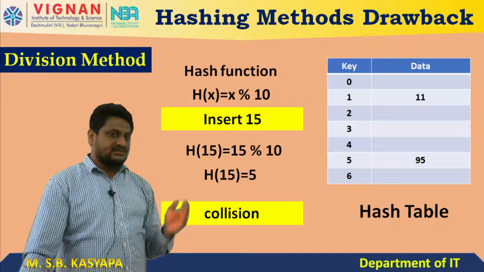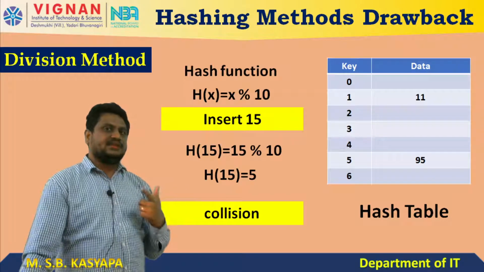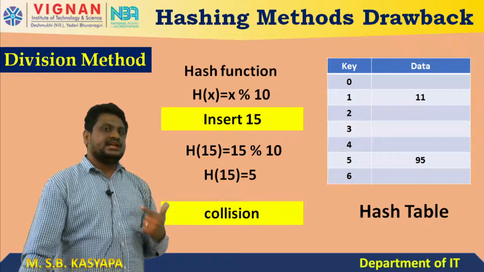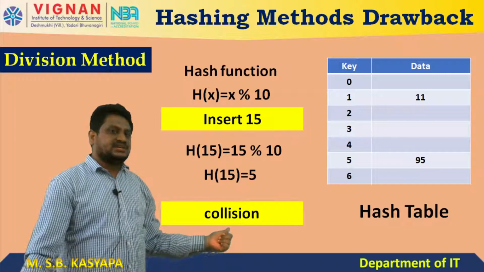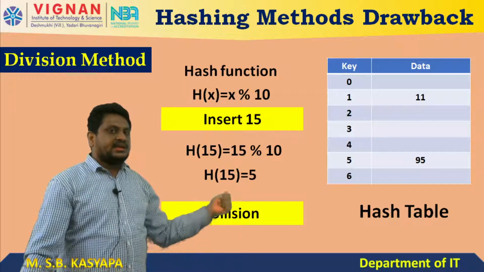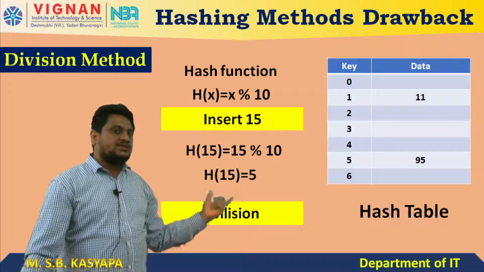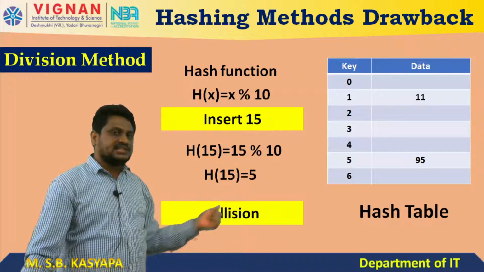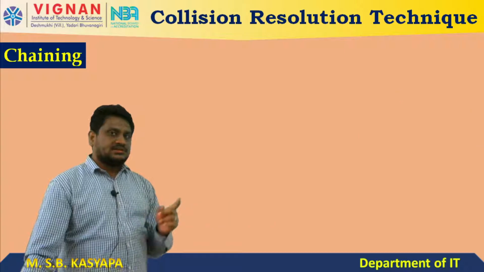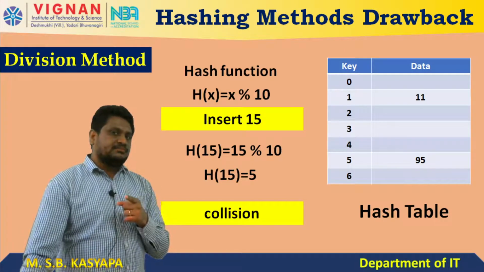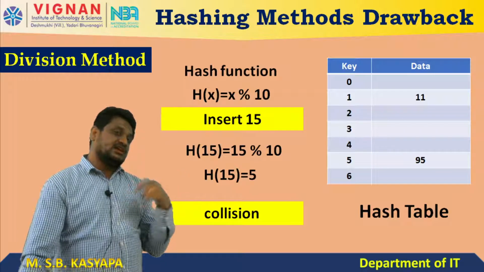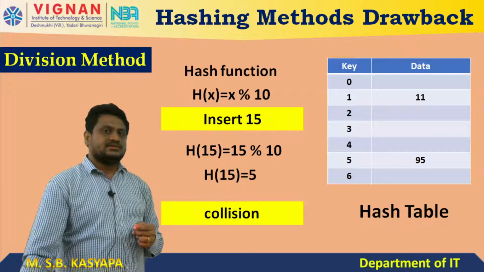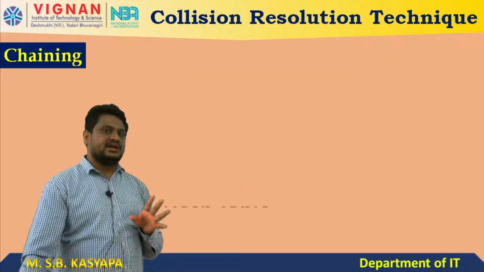So we have already seen this one in the division method. If I already have 11 and 95 in a hash table, I can now insert 15. Why? Because I faced a collision. If this happens, how can I handle it by using chaining? Let us see. As you remember, 11 must be inserted at 1, 95 inserted at 5, and 15 also must be inserted at 5. Okay? 1 and 5 only we are using.